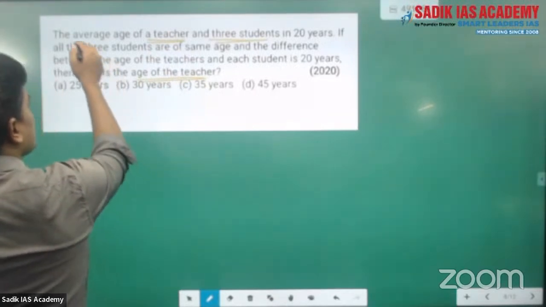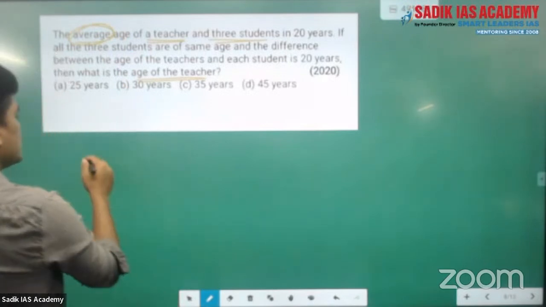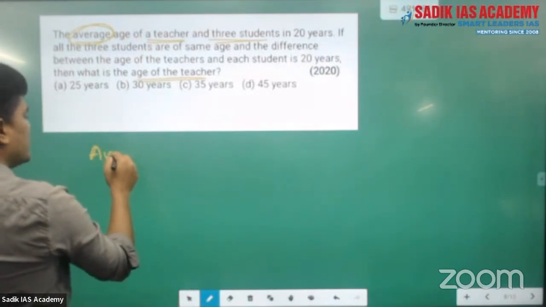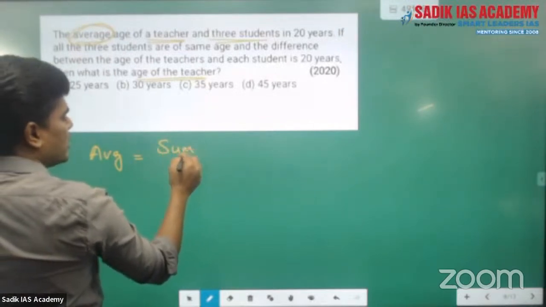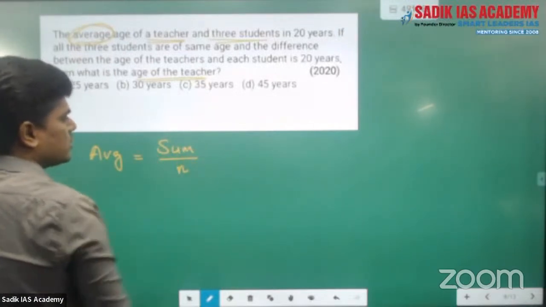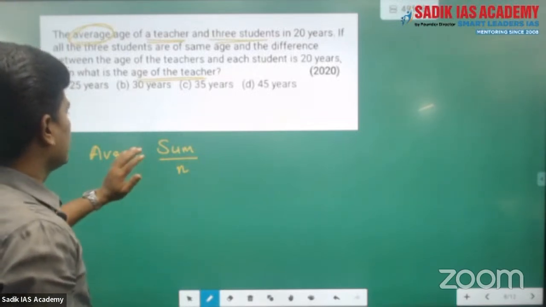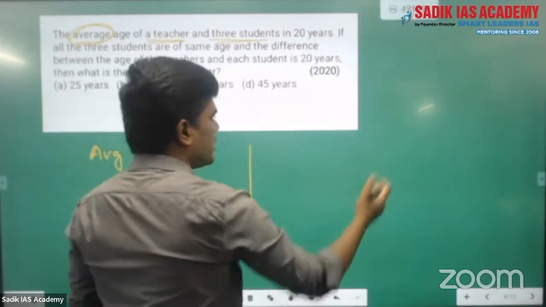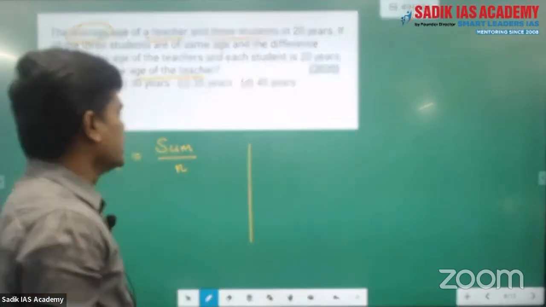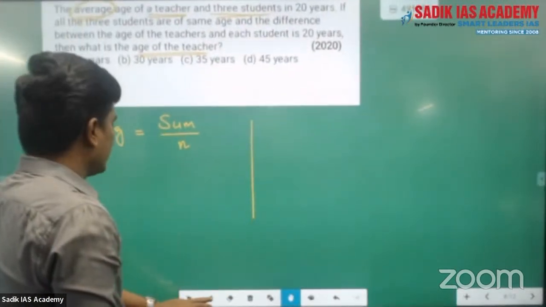So the question is based on the average. You know what the average is? The average of certain observations is equal to the sum of the observations divided by the number of observations. This is the average formula. So here I can go according to this formula to answer this. I have an alternative method also. If I go according to this formula, what do I have?